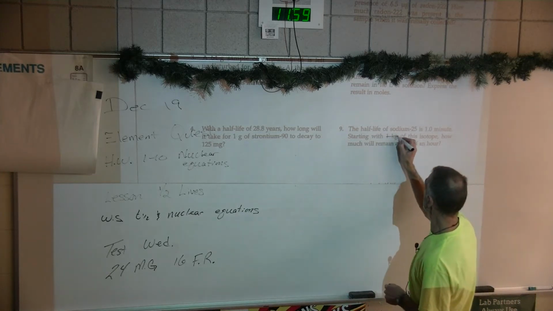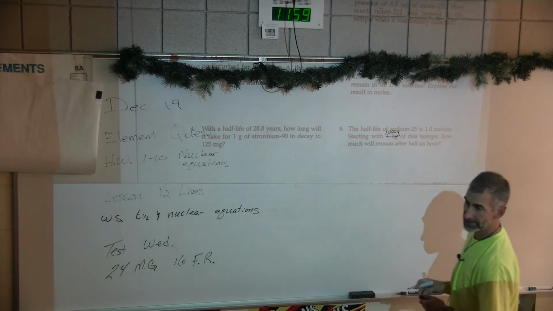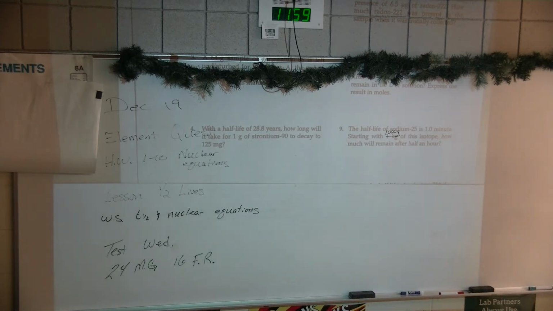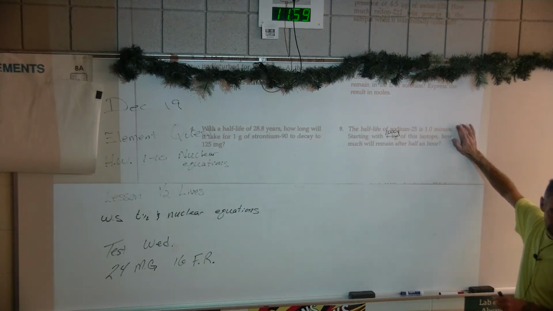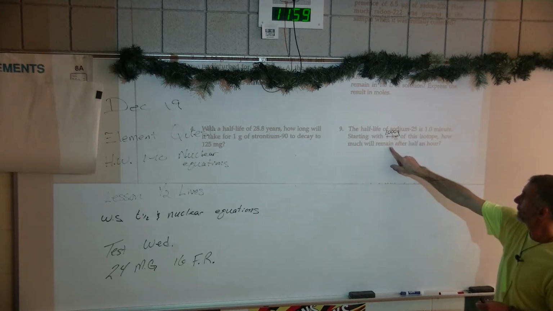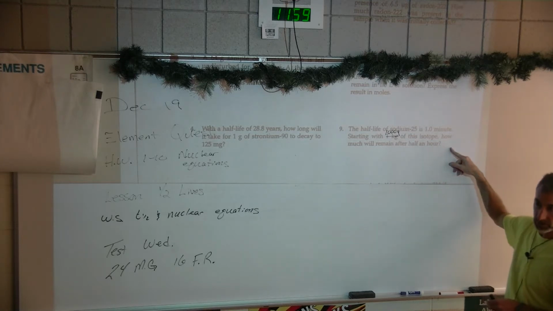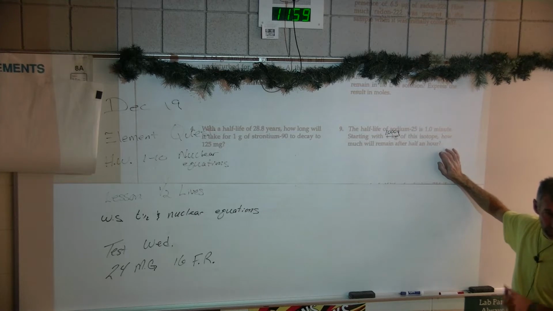Again, this is going to be 1,000 grams. So keep it in mass, keep it in grams. So we have a half-life that's 1 minute. Every minute the substance decays half of the amount. We have 1,000 grams that we started with. How much will remain after a half an hour? How many minutes are in a half an hour? 30.